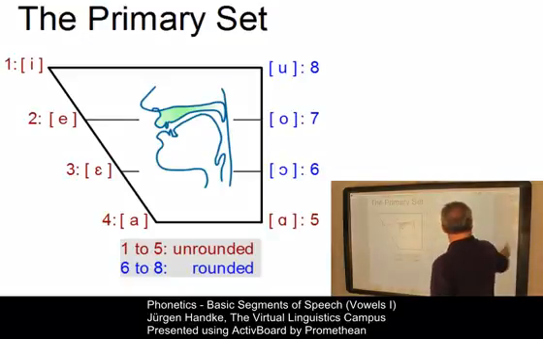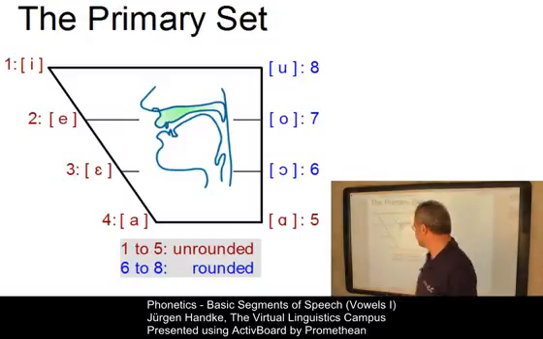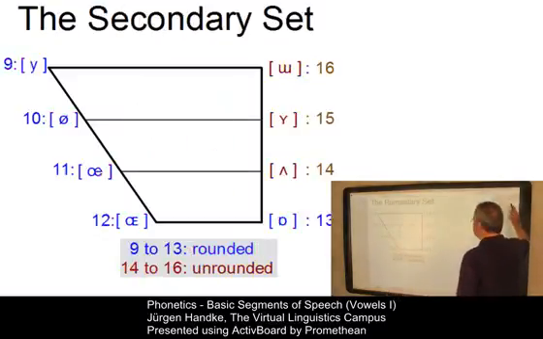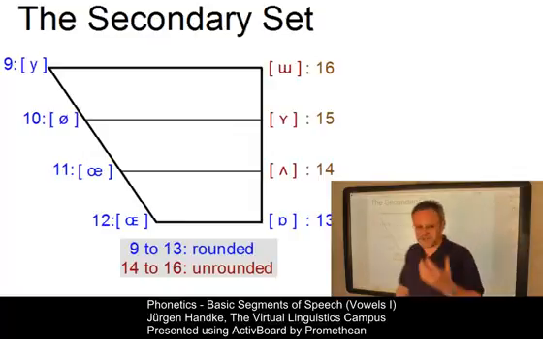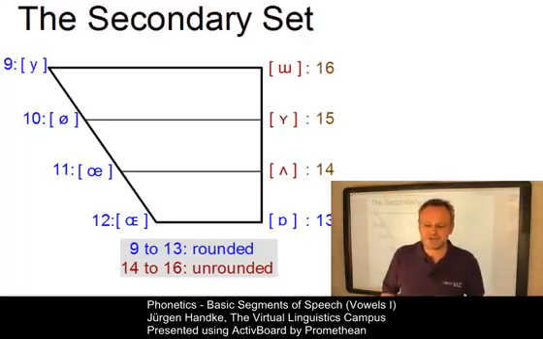Now if we reverse the parameter of lip rounding, we get a secondary set. Here it is. Now the secondary cardinal vowels have received the numbers 9 to 16. Here is my advice how you can produce them. Produce the respective primary cardinal vowel, keep the tongue in exactly the same position, and then change the lip position.